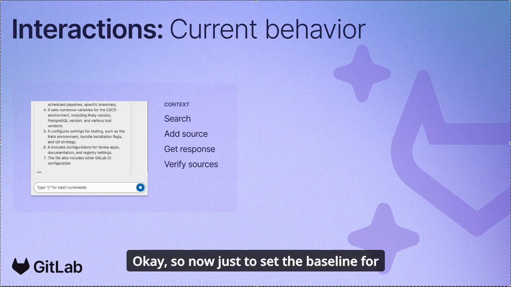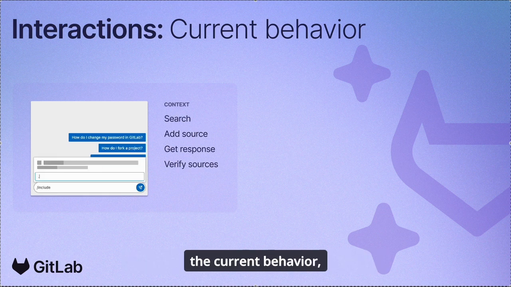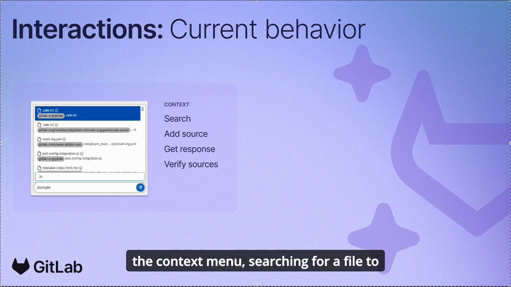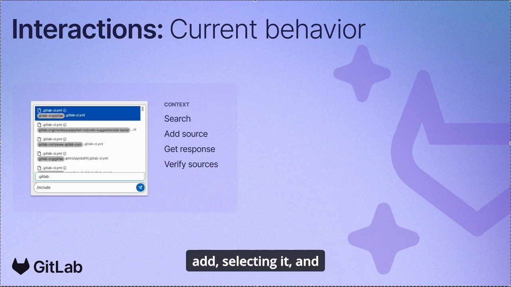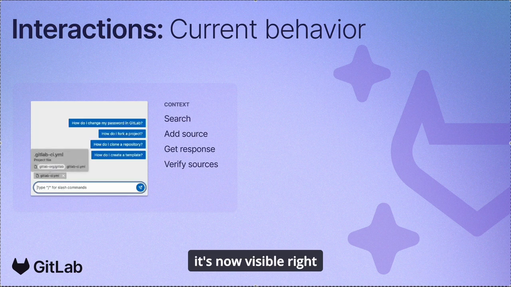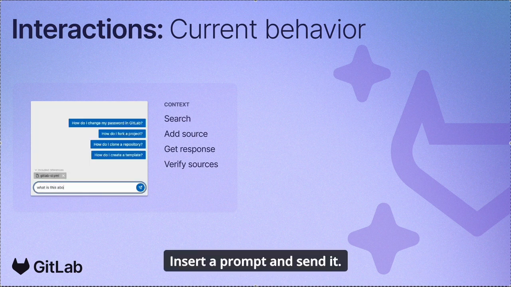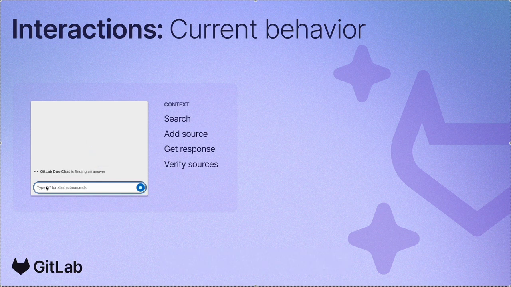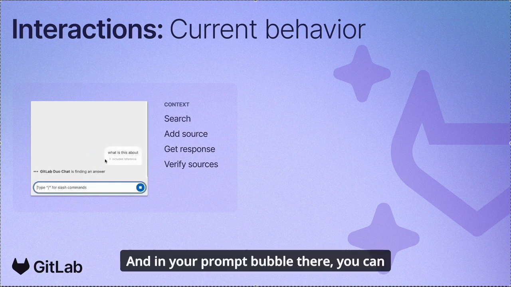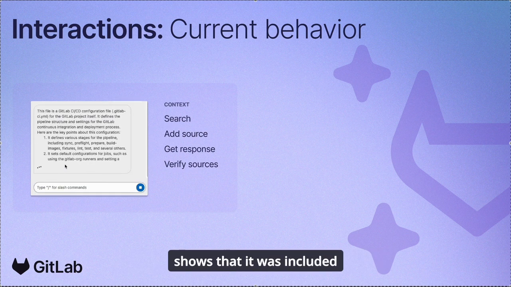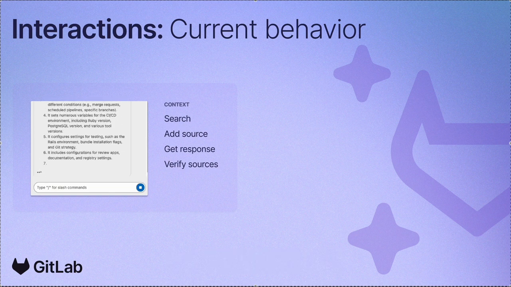Okay, so now just to set the baseline for the current behavior, you can see here opening the context menu, searching for a file to add, selecting it, and it's now visible right above the prompt input. Insert a prompt and send it. And in your prompt bubble there, you can see an expandable that shows that it was included as context.